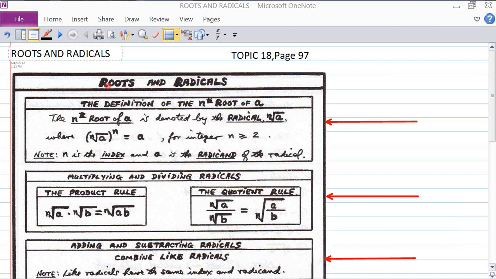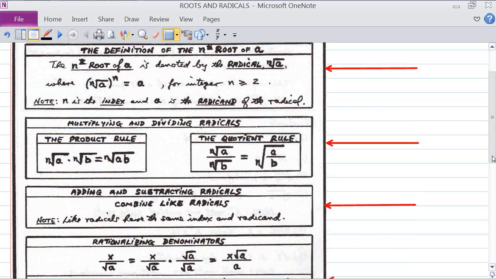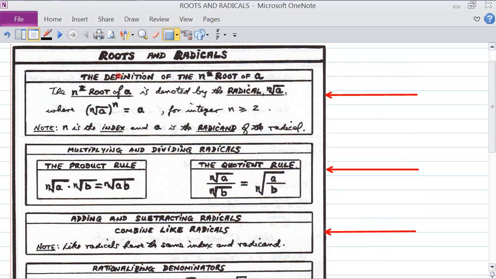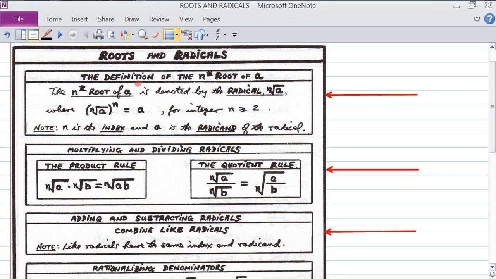Going to introduce roots and radicals under topic 18, page 97. And on page 97, in this video, we're just going to look at three things: the definition of what a root means, multiplying and dividing radicals, and adding and subtracting radicals. So let's go to the definition.